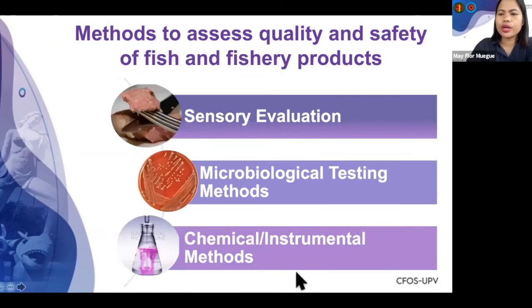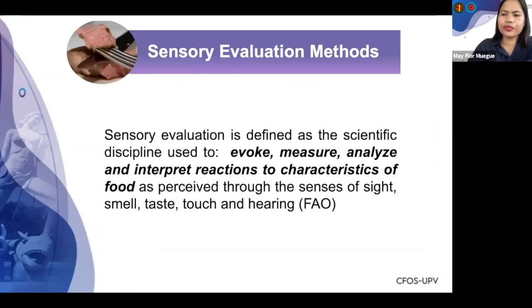Ayan. So, what are the methods to assess the quality and safety of fish and fishery products? I categorized it into three: the sensory evaluation, the microbiological testing methods, and the chemical or instrumental methods. Ayan. So, first off, yung sensory evaluation method.